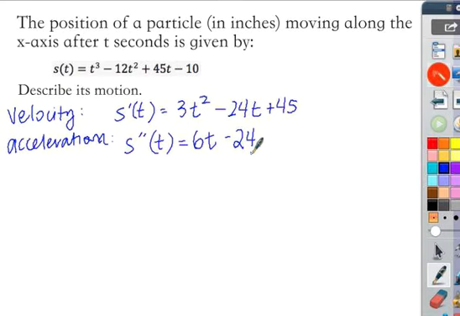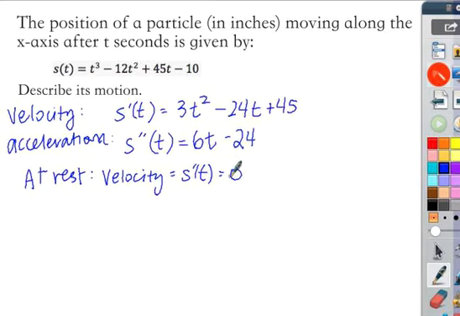First, I want to see at what points in time my velocity is 0. These are when my particle is at rest. Okay. Velocity, which is s prime of t, is equal to 0. So we have 3t squared minus 24t plus 45 equals 0.